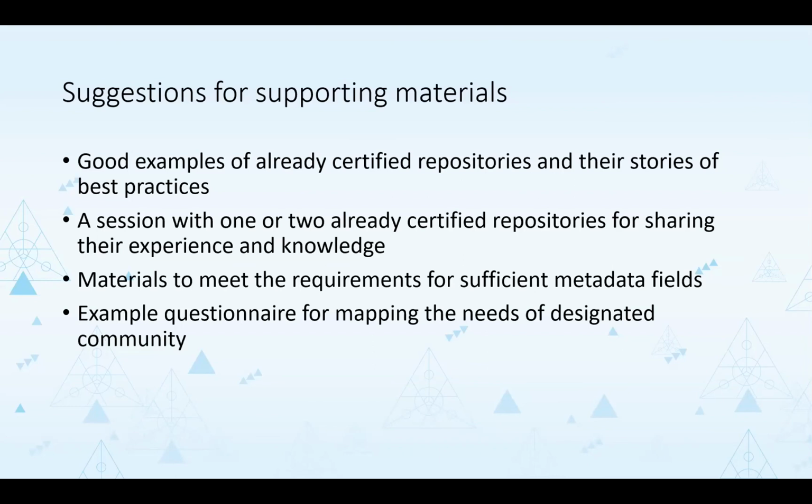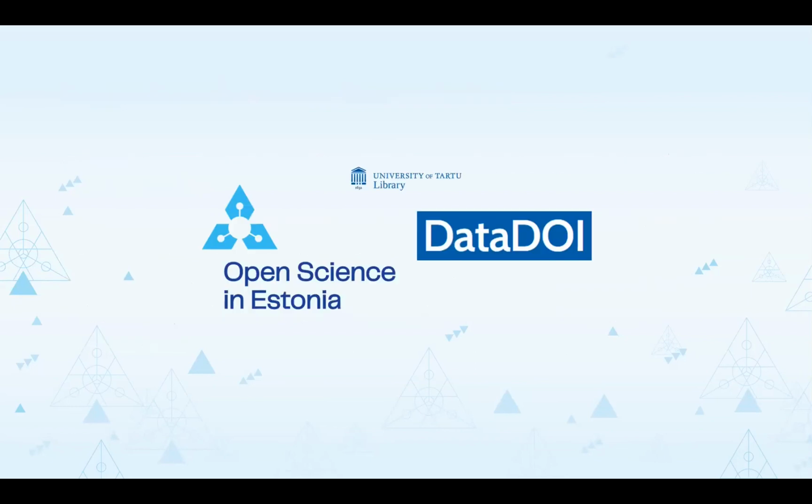Maybe some example materials on how to meet these requirements for sufficient metadata fields. We have actually received some materials that helped us, and maybe an example questionnaire on how to map the needs of the designated communities in the best way. And yes, that's it from my side, and thank you.